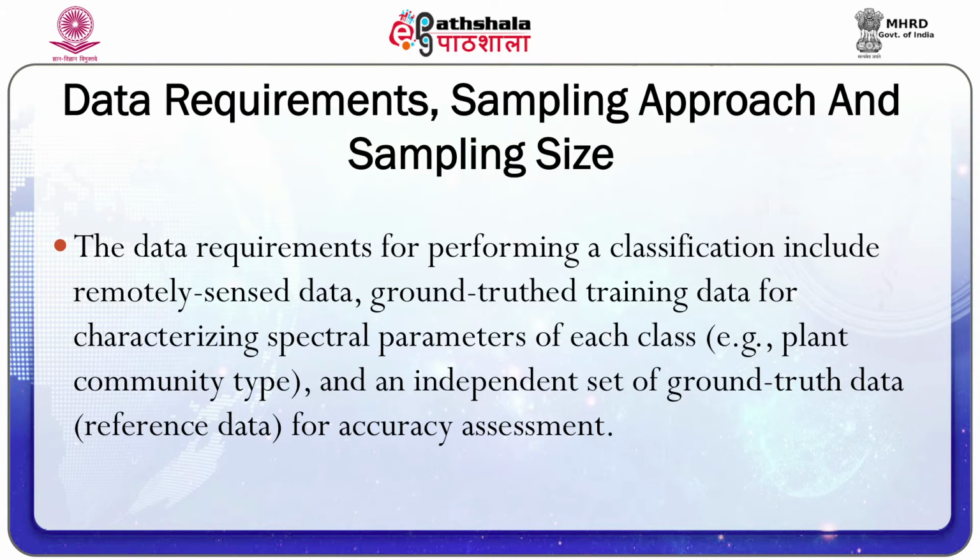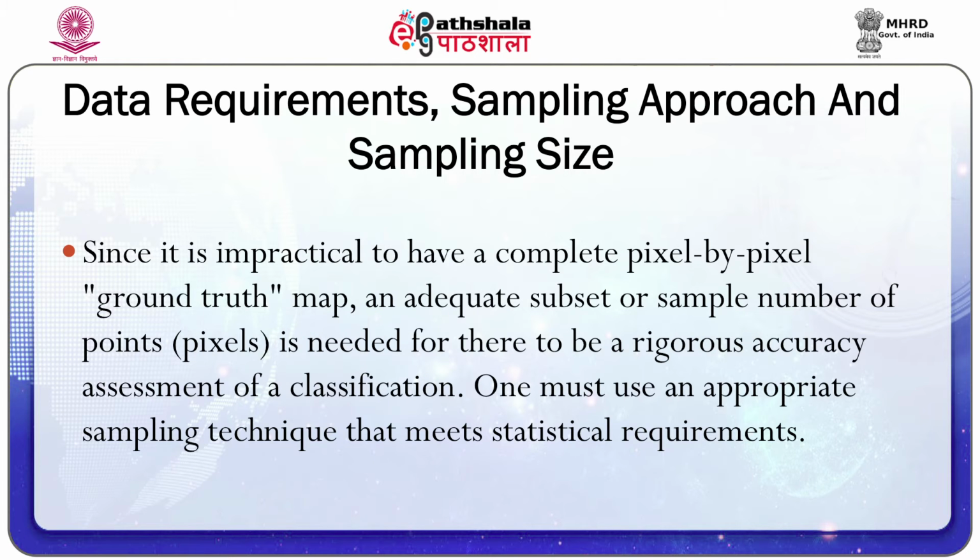The data requirements for performing a classification include remotely sensed data, ground truth training data for characterizing spectral parameters of each class, and an independent set of ground truth data. Since it is impractical to have a complete pixel-by-pixel ground truth map, an adequate subset or sample number of points is needed for a rigorous accuracy assessment of a classification. One must use an appropriate sampling technique that meets statistical requirements.